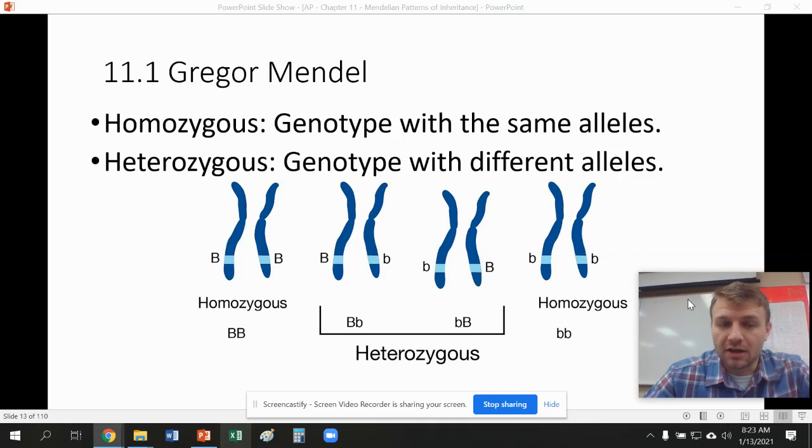2 other words we're going to learn here are homozygous and heterozygous. Homozygous are the genotypes with the same alleles. Heterozygous are genotypes with different alleles. So you can see homozygous, we have 2 of the same alleles, and then heterozygous, we have 2 different alleles.